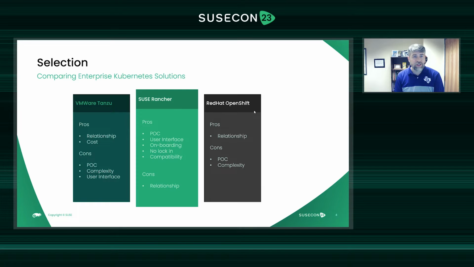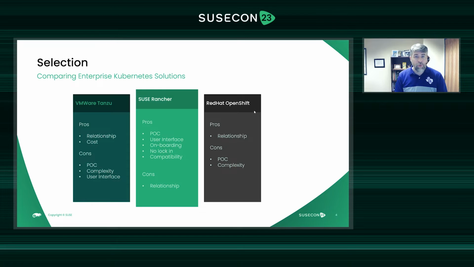So for the selection, we looked at 3 different products, including VMware Tanzu, SUSE Rancher, and Red Hat OpenShift. And I'll start with Red Hat. We have a relationship with Red Hat, so that was one of the reasons that we looked at their software. And it's a great enterprise Kubernetes solution. However, we found a lot of complexities in getting our POC stood up. In fact, we never really got it off the ground due to the complexities.